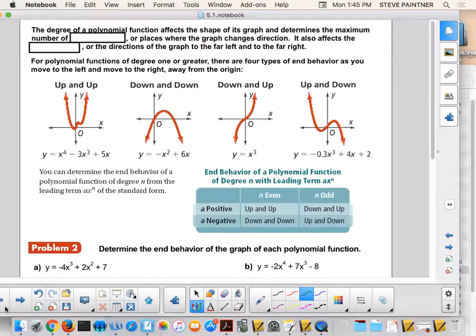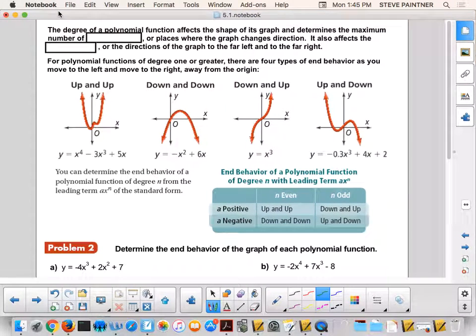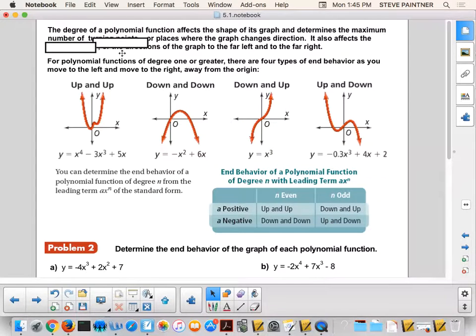Okay. Now let's go back to your notes. I think you have enough information. Ready? The degree of a polynomial function. And by the way, the degree would be linear, quadratic, cubic, quartic, quintic. The degree of a polynomial function affects the shape of its graph and determines the maximum number of turning points. Essentially, the degree will tell you how many times your polynomial will turn.